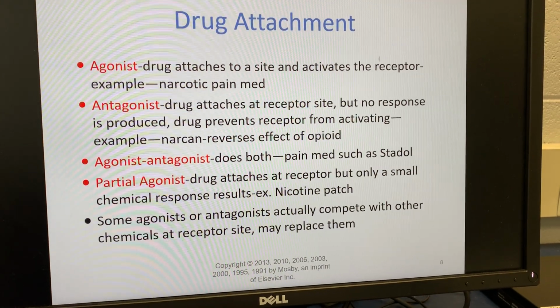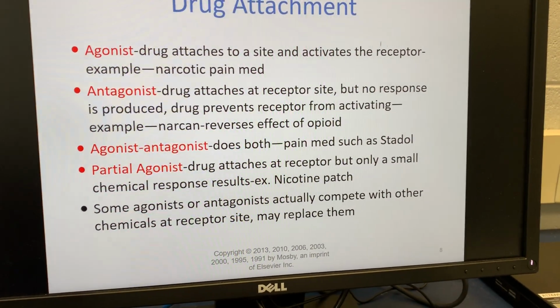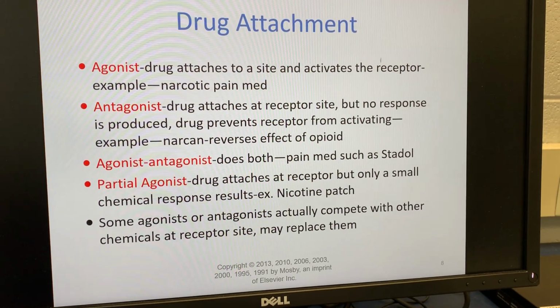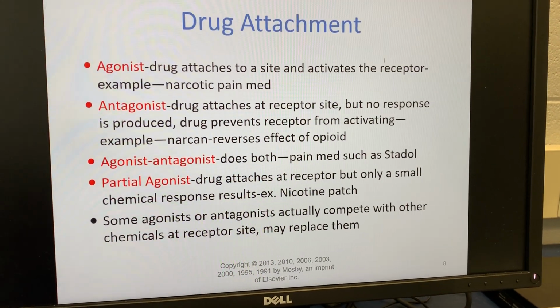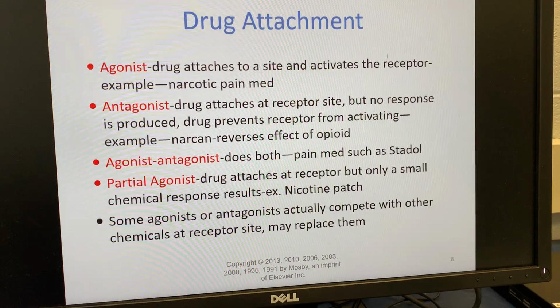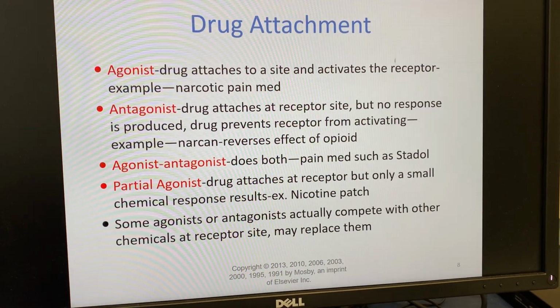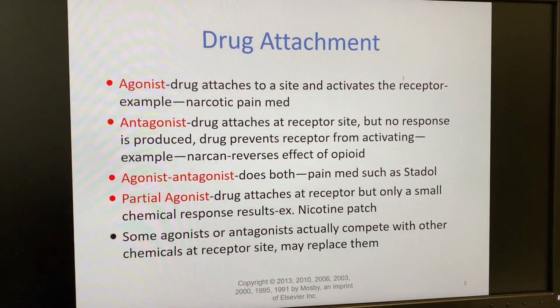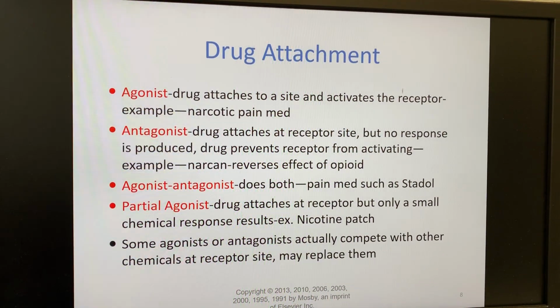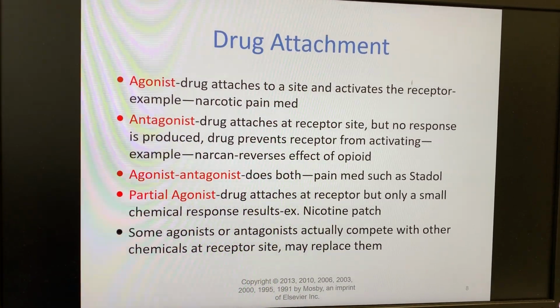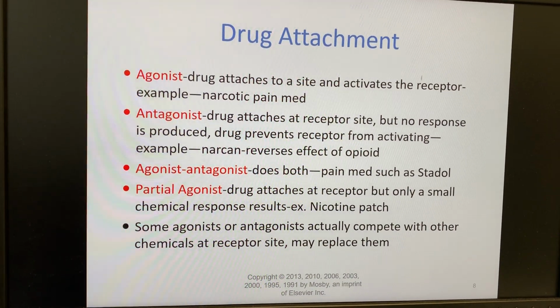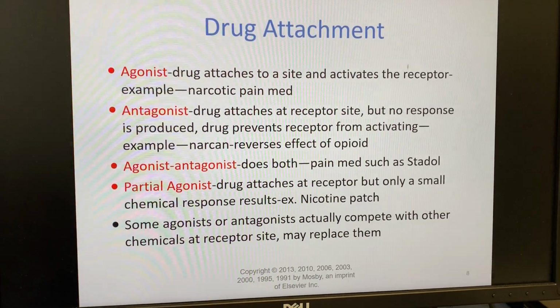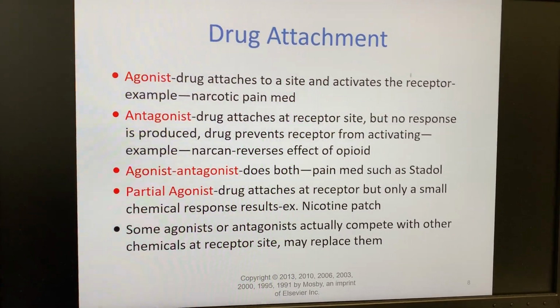And when it activates the receptor, or with the example of the car, uses a key to turn the car on, the drug is called an agonist. It has action. It is activating that receptor, and that's what's going to allow the action of the drug. An example of this would be a narcotic pain medication.